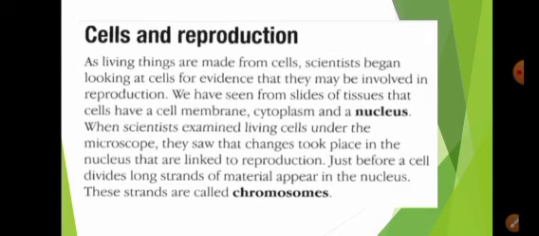Cells and reproduction. As living things are made from cells, scientists began looking at cells for evidence that they may be involved in reproduction. We have seen from slides of tissue that cells have a cell membrane, cytoplasm, and a nucleus. When scientists examined living cells under the microscope, they saw that changes took place in the nucleus that are linked to reproduction. Just before a cell divides, long strands of material appear in the nucleus. These strands are called chromosomes. So these are the chromosomes that divide, and then when we have the 2 gametes, they separate.